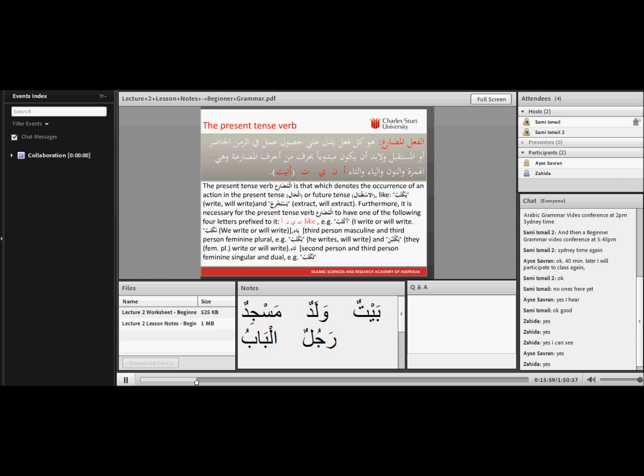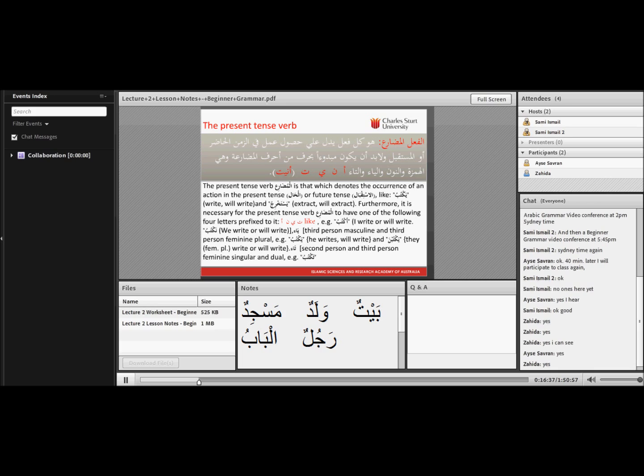Okay, so we talked about the fi'l madi, which is the past tense verb. Now inshallah we're going to talk about the fi'l mudari', which is the present or future tense. I'm just going to read this and inshallah we'll go through it. The present tense verb, which is al-mudari', is that which denotes the occurrence of an action in the present tense. So al-hal means present tense, or future tense, al-istiqbal. Don't worry about those two words too much at this stage.